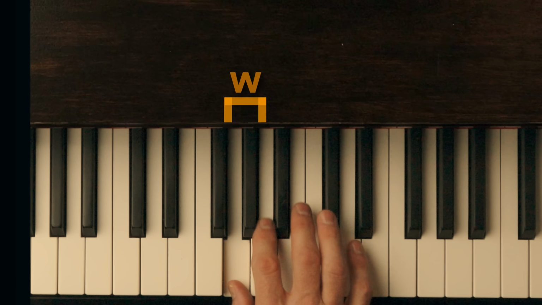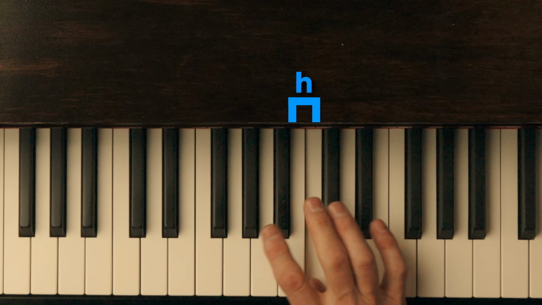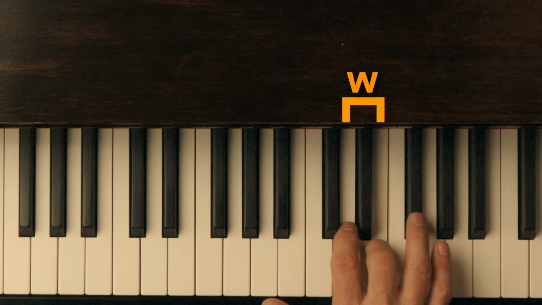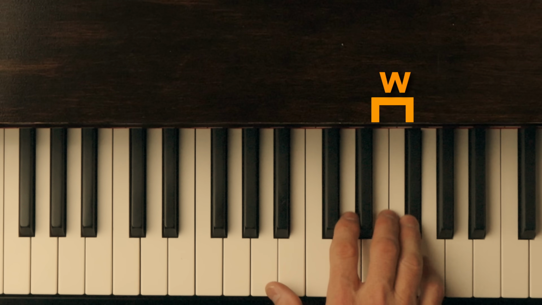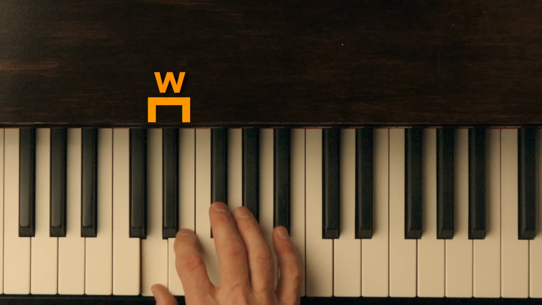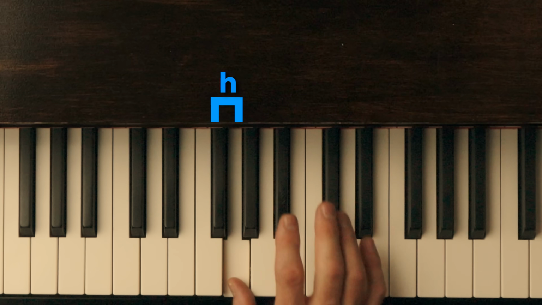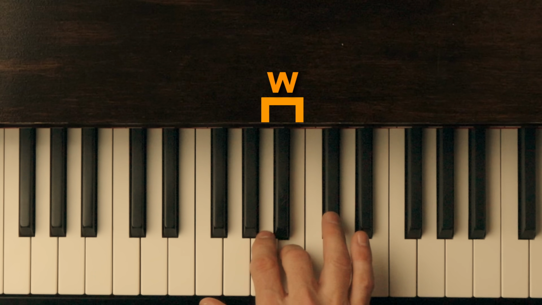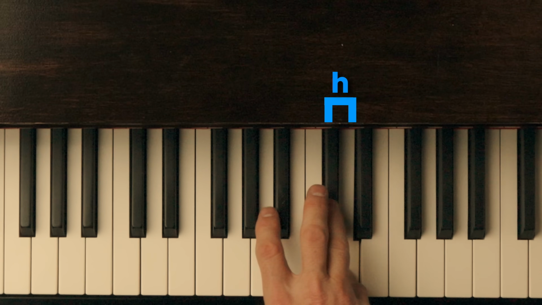Now in G, whole, whole, half, whole, whole, whole, to an F sharp, half step. Then we have D, we'll have 2 sharps, whole, whole, half, whole, whole, whole, half. Whole, whole, half, whole, whole, whole, half.